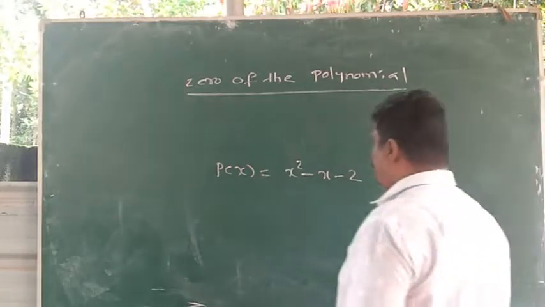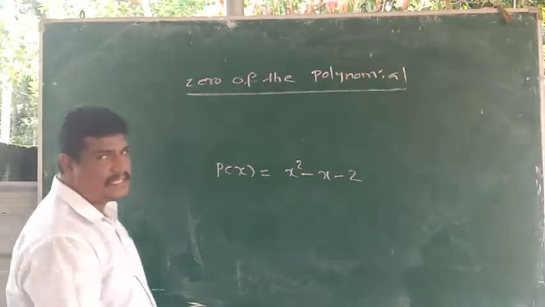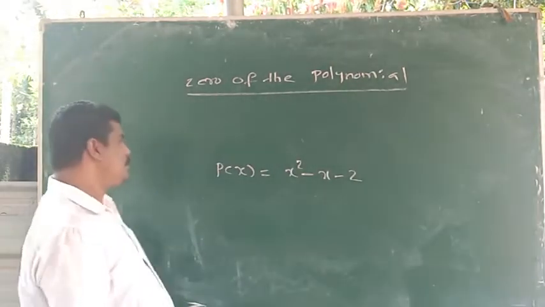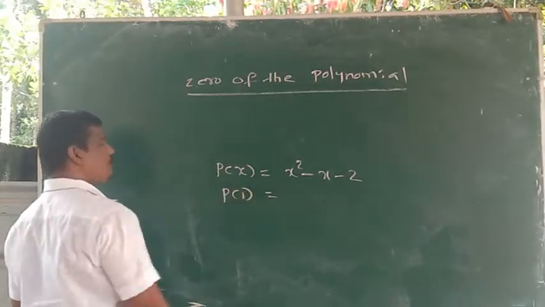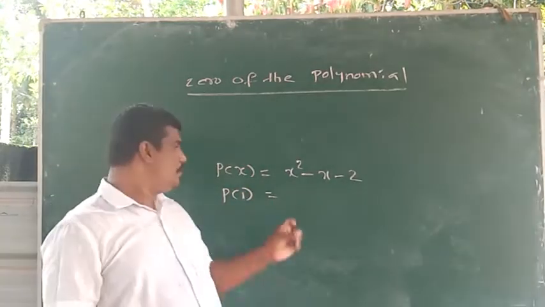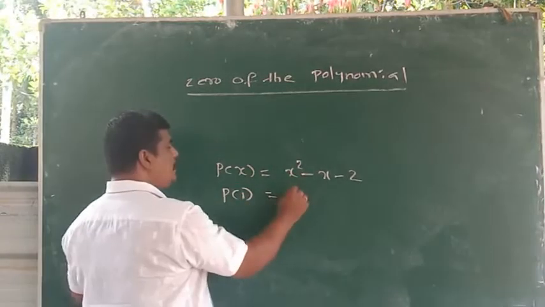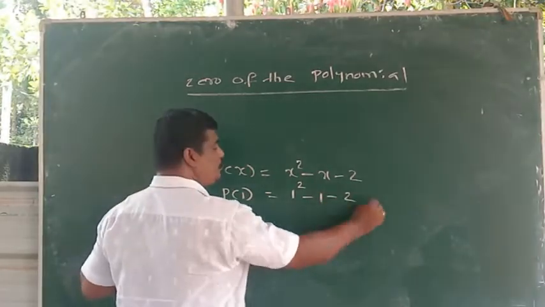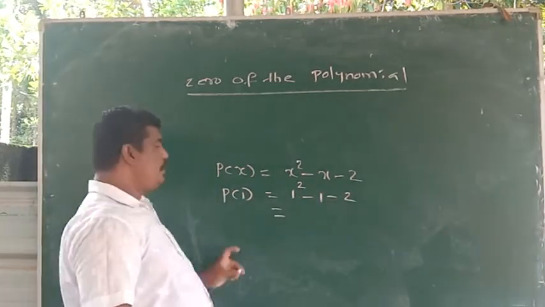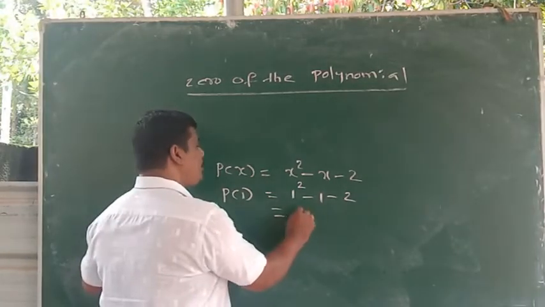Here, all of you know the value of the polynomial; we discussed the value in 9th standard. Okay, so put x is equal to 1, that is p of 1, find out here. X becomes 1. So it is 1 square minus 1 minus 2. What is the value? 1 square is 1, 1 minus 1 is 0, 0 minus 2, the value of the polynomial is minus 2.